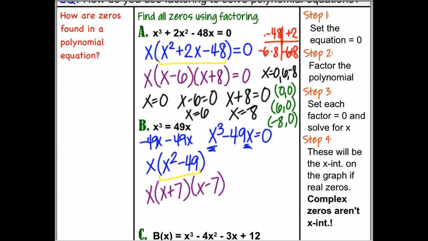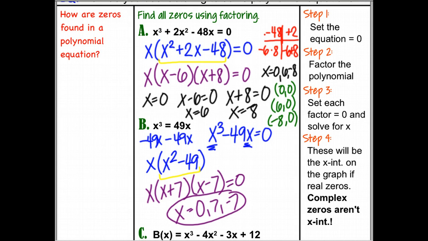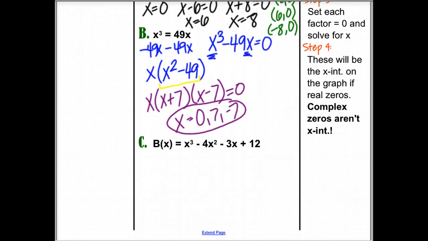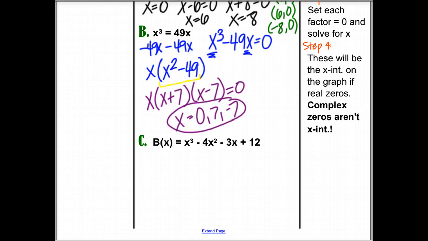Now if I set this equal to 0 and solve, I know that x equals 0, 7, and negative 7. For the purposes of today, this will suffice for your answer. Moving on to part C, we have b of x equals x cubed minus 4x squared minus 3x plus 12.